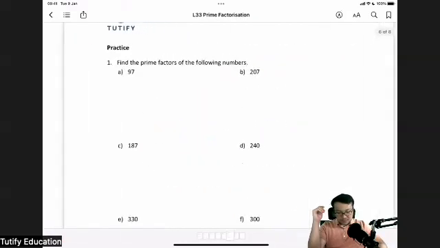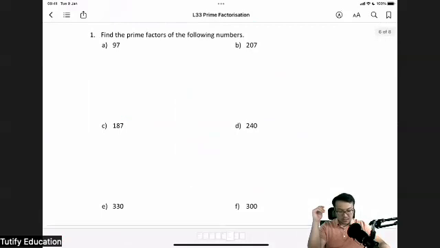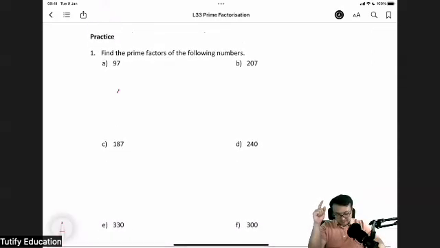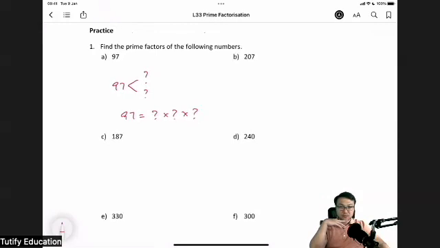Okay, so let's try practice number 1. I will give you 2 minutes, students. Try your best to write down all the factors. Use the branching method, like this. You start to split up all the numbers, right? Then you write down all the factors of each number. I'll give you 2 minutes. Your time starts now.